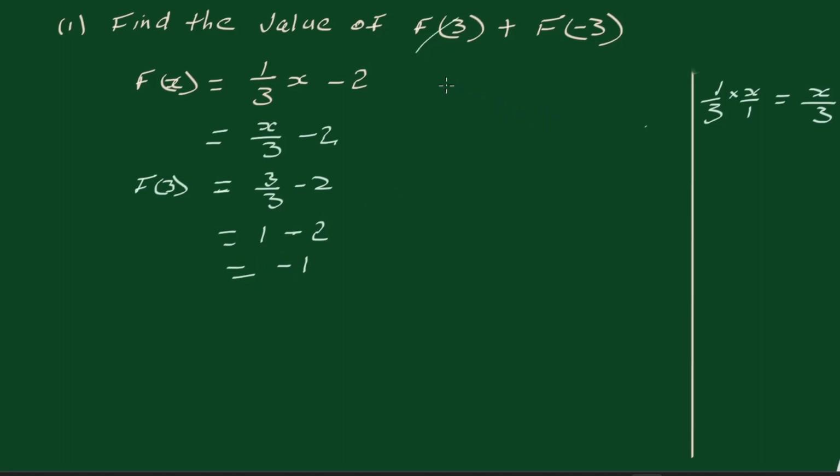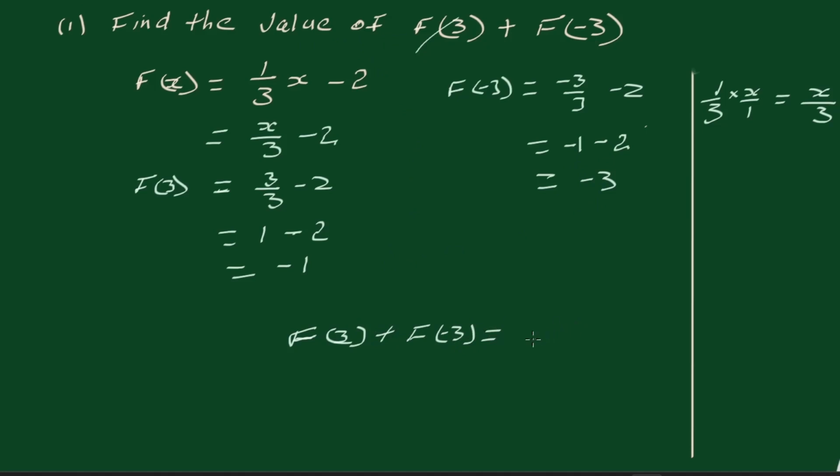Looking at the other part of the question, f negative 3. Again, the function is x over 3 minus 2. So where I see x in the function, I'm going to replace it with negative 3 over 3 minus 2. 3 over 3 gives us 1, but in this case it will be negative 1 because minus divided by a positive gives us a negative answer. So minus 1 minus 2 gives us negative 3. Now the question asks us plus f negative 3 equal negative 1 plus negative 3.